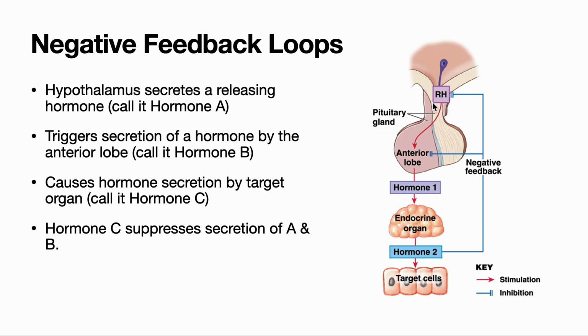RH stands for regulatory hormone. Again, it could be a stimulating or inhibitory type of regulatory hormone. But in this case, it looks like this RH hormone coming from the hypothalamus is stimulating the anterior lobe to release hormone 1, right? I know this is stimulation because the key says that red arrows are stimulation. So the anterior lobe is stimulated by RH from the hypothalamus to release hormone 1.